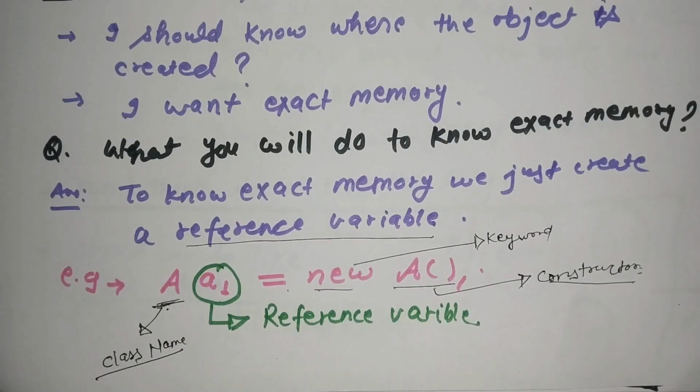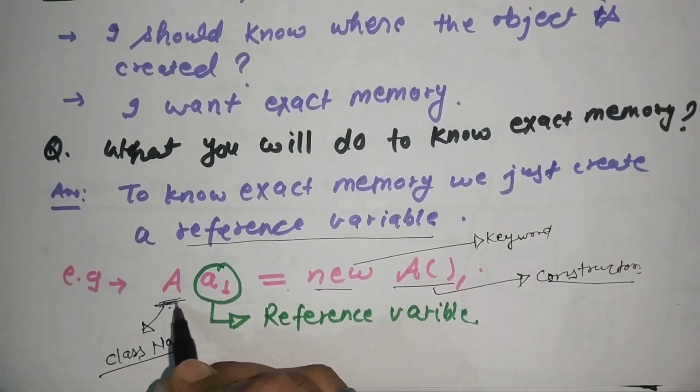What did we learn today? The object is created on RAM. Where is the object created? On RAM. But I want the exact memory, where the object is created in the RAM. So what will we do now? To know the exact memory, we just create a reference variable like this.